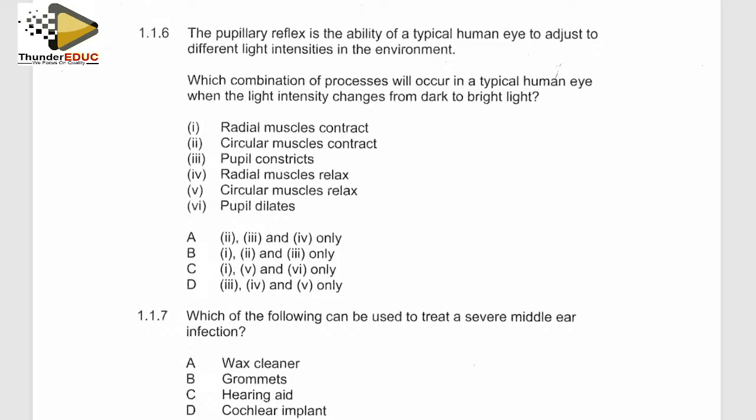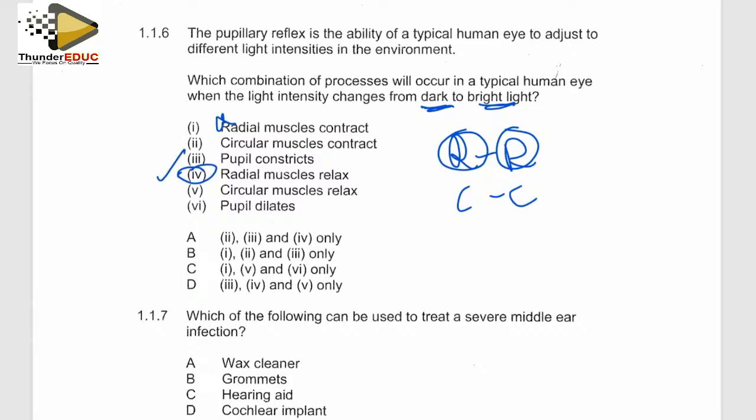The pupillary reflex is the ability of the typical human eye to adjust to different light intensities in an environment. Which combination of processes will occur in a typical human eye when the light intensity changes from dark to bright? I told you that you explain what is last, which is bright. Remember, for bright, we say R with R, C with C. So you look at radial muscles relax. So this one is out, and then radial muscles relax. So this one, take it, and then circular muscles contract. This one is also correct.